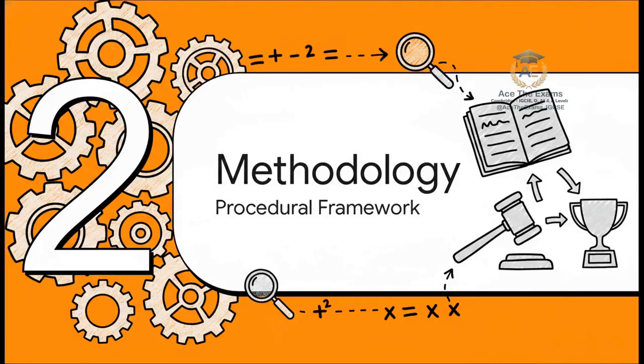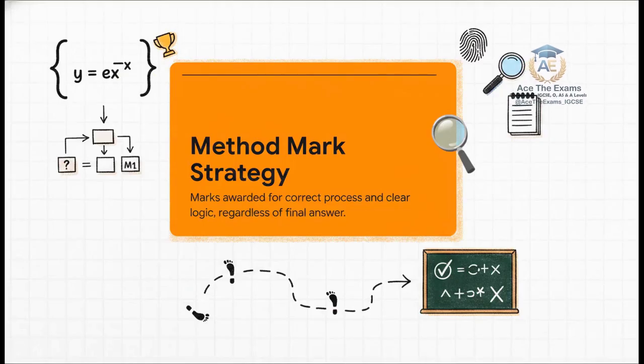That brings us right to Phase 2, the forensic methodology. This is where we build out our procedural mechanics. And this brilliantly illustrates the ultimate safeguard in your exam toolkit, the method mark strategy. Method marks, which you'll often see denoted as M1 in marking schemes, are absolutely critical. They are awarded for demonstrating the correct mathematical process and a clear logical progression, completely regardless of whether your final answer is right or wrong.